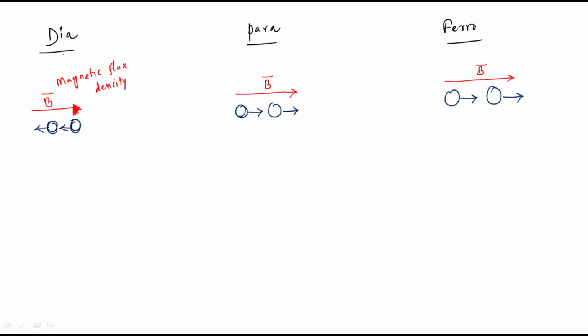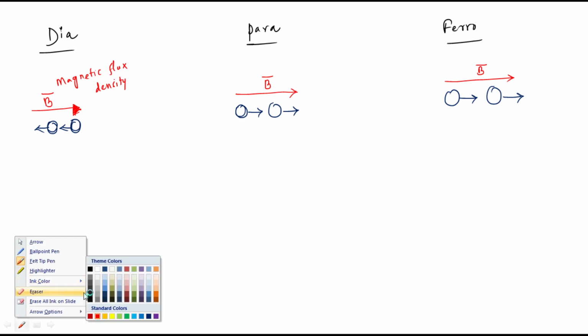So for diamagnetic materials which are repelled by a magnet, this is from left to right, like that this is from right to left. Coming to paramagnetic material which is weakly attracted, both are in the same direction. Coming to ferromagnetic material which is strongly attracted by this magnet, we have the direction like this.